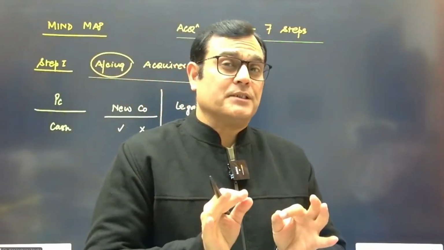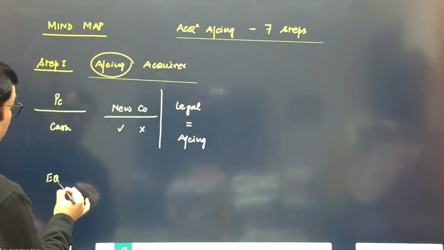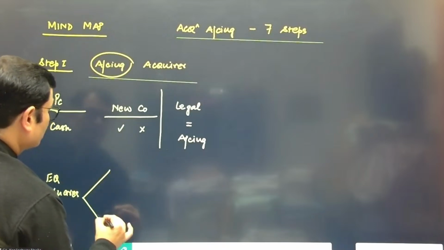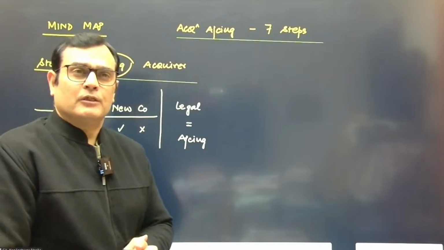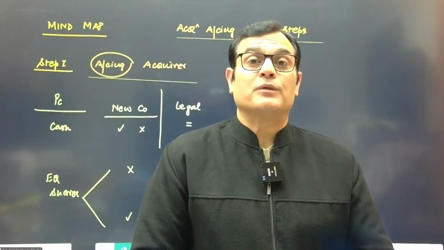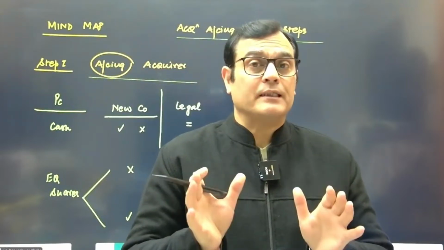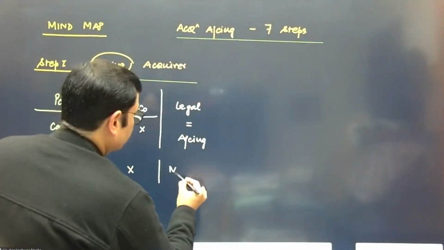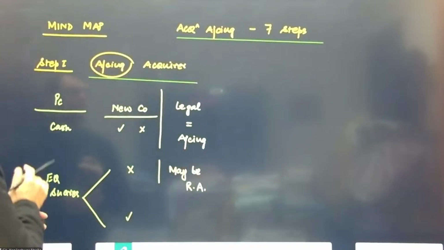But if your purchase consideration is primarily in equity shares, then of course it makes a difference whether a new company is created or not. If you don't create a new company, your post percentages would decide whether it is a reverse acquisition or not. So we're not saying that it would be a reverse acquisition. It may be an acquisition or it may be a reverse acquisition. So I'm putting it as RA, that it may be a reverse acquisition.